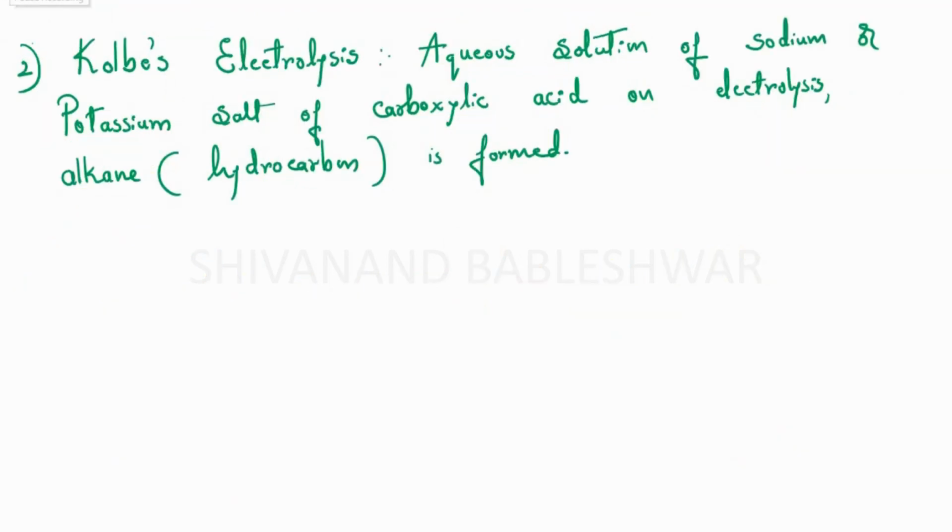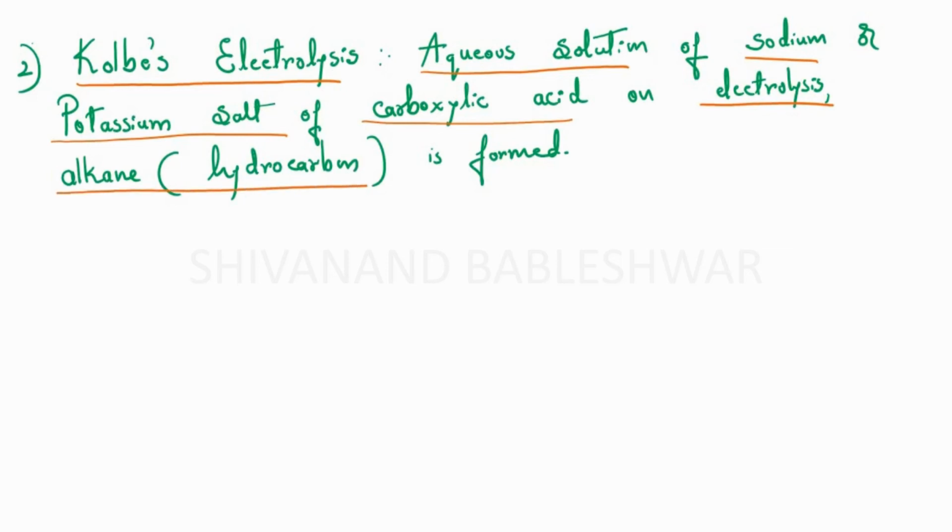So Kolbe electrolysis. In Kolbe electrolysis, the condition of the reaction, let us try to understand. Aqueous solution of sodium or that of a potassium salt of carboxylic acids. Aqueous, it means water should be there. When subjected to electrolysis, electrolysis means we have to pass electric current into that aqueous solution of the corresponding salt of carboxylic acid. Then what happens, a hydrocarbon is liberated or formed. I am saying liberation, it means lower members of hydrocarbons are gases.